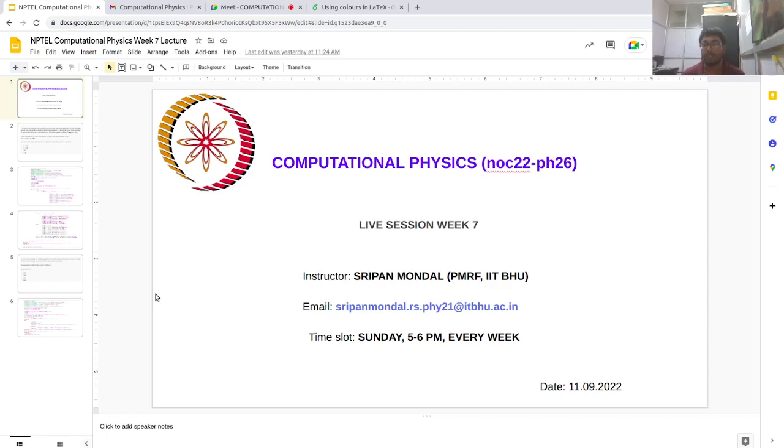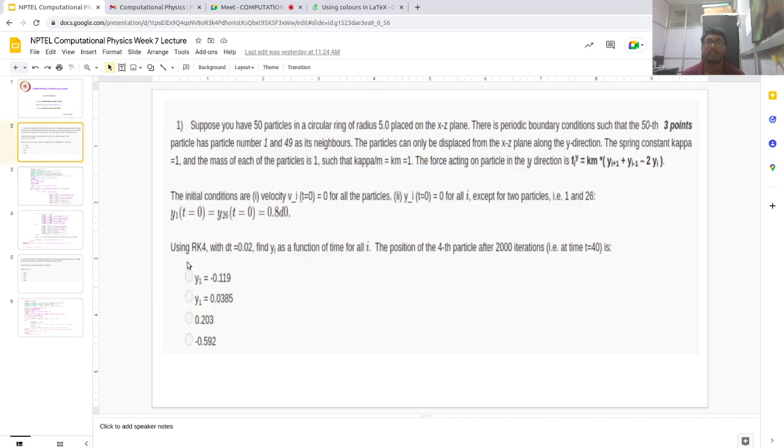But that is for just one particle. If we have a series of particles interacting with each other by some forces, how do we solve for each of the particles in that ensemble? That is the first question in the week 7 assignment from the previous year. So let's have a look at the question.